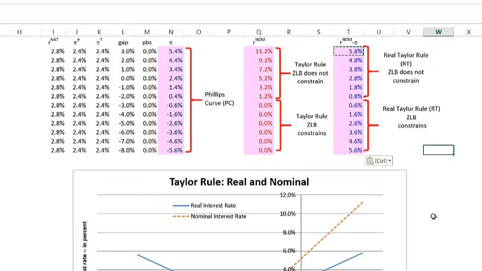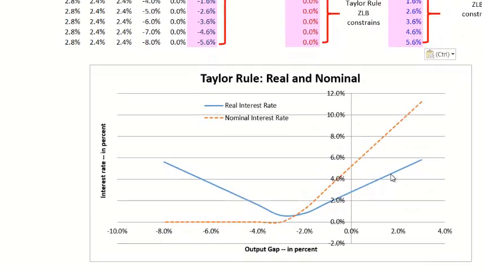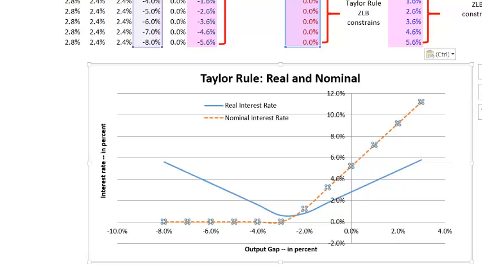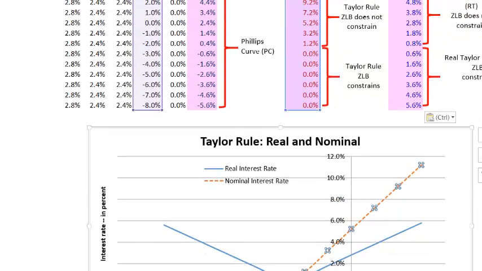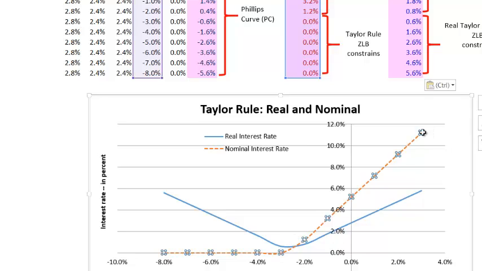So now let's take a look and see how we've graphed this here. So the orange line is the nominal interest rate. That's right here in this column, and you can see that over this range, as the output gap goes up, the nominal interest rate also goes up. But right here, where I have my cursor, is where the zero lower bound kicks in, and you can see that here the nominal interest rate is 0. It just can't get any lower.